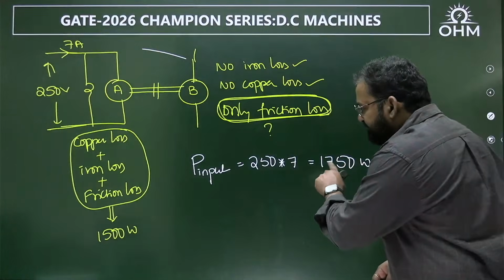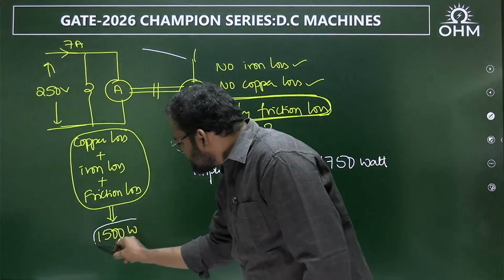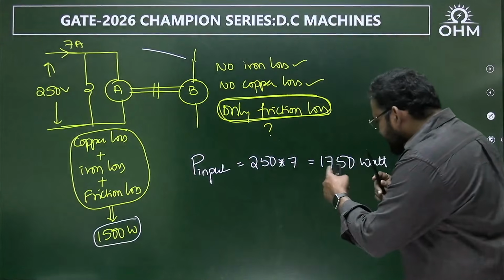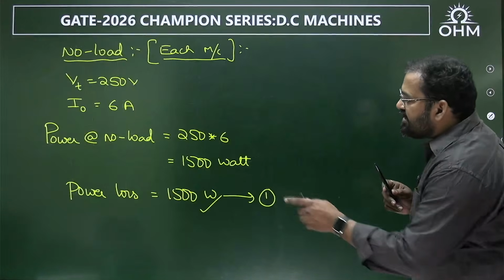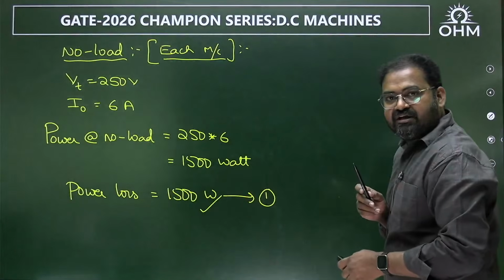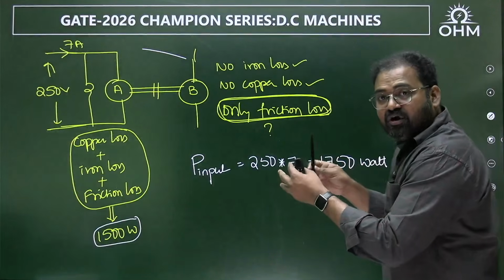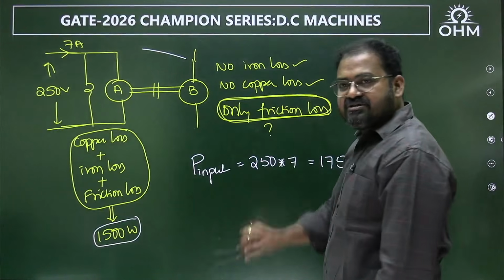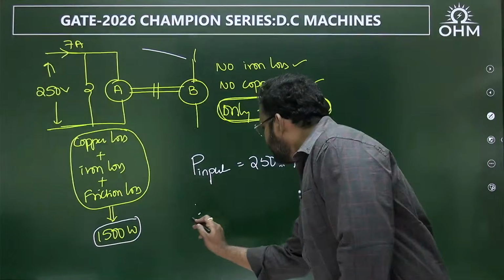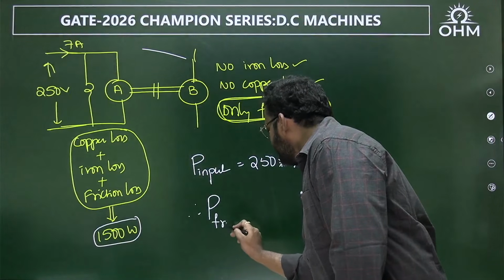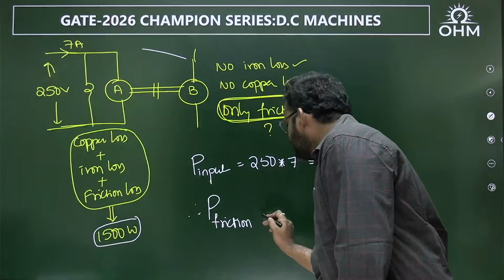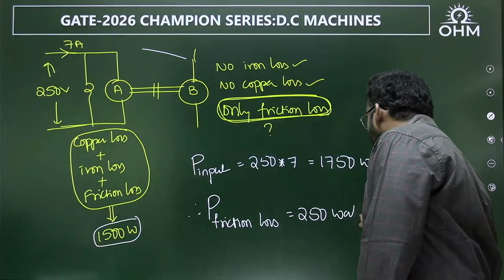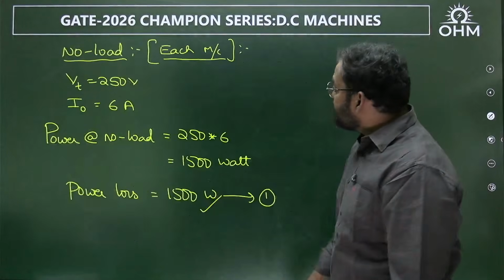Out of this 1750, 1500 watts is the loss in machine A itself. That means what is the remaining extra power drawn? Earlier, each machine was drawing 1500 only, but now 1750 was drawn. Therefore, what is the extra power drawn? 250. Can I say that 250 is the friction loss in machine B? Therefore, the friction loss is equal to 250 watt. Got it? 250 watt. Now let's see the next case.